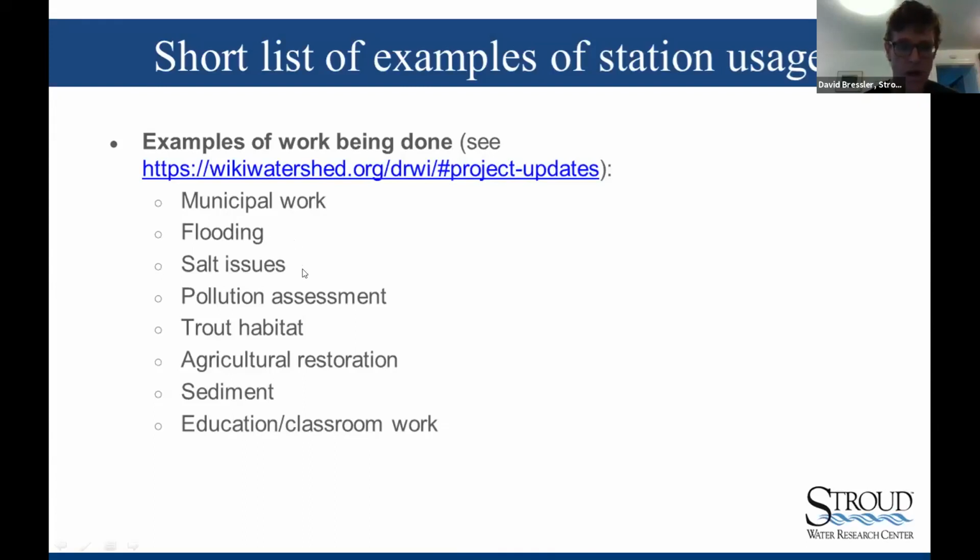Salt is certainly a prominent issue these days, freshwater salinization syndrome. General pollution assessment, looking for unwarranted discharges, et cetera. Looking into trout habitat temperature, obviously a big issue with trout. Agricultural restoration and associated sediment inputs. And then quite a few schools working with these stations in their classroom and lab work.